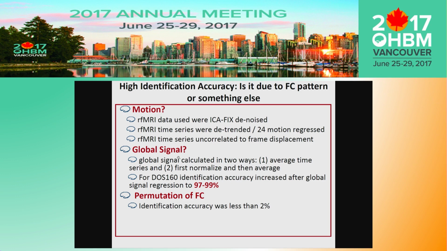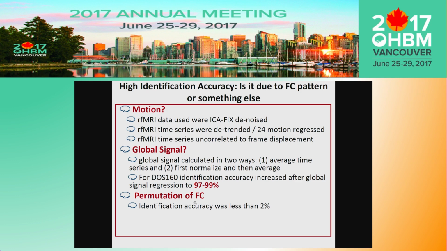The next question is, is it due to global signal? So we computed global signal in 2 different ways. In the first way, we basically averaged the time courses for each individual subject. And in the second, we first normalized the time series and then averaged. And in both cases, after we regress out the global signal, for DOS 160, the accuracy of identification increases to 97 to 99%. So previously it was 91%, but now it goes up. So this indeed tells us that it's not due to global signal. In fact, regressing out the global signal helps the accuracy of identification.